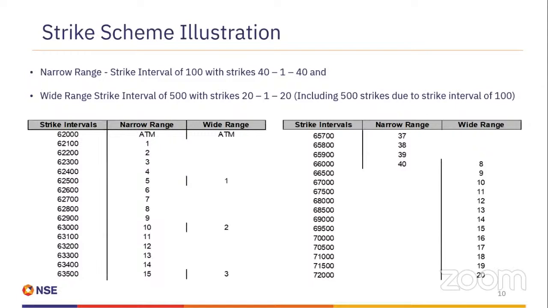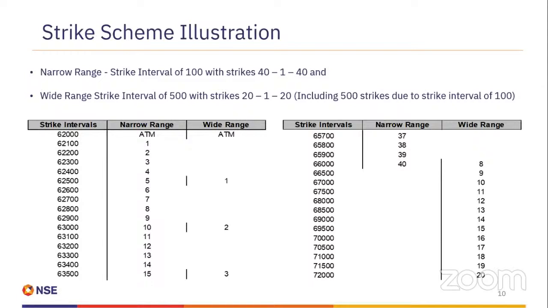So I've just put a pictorial example here. Assume that the ATM or the index is somewhere around 62,000, so the 62,000 strike will be ATM. Now we have two strike schemes here: one is the narrow and one is the wider one.